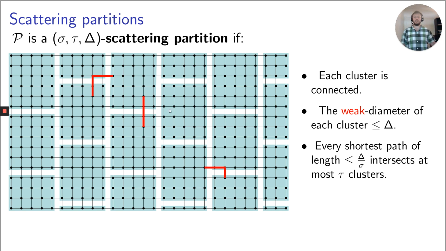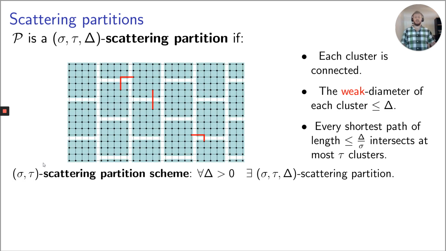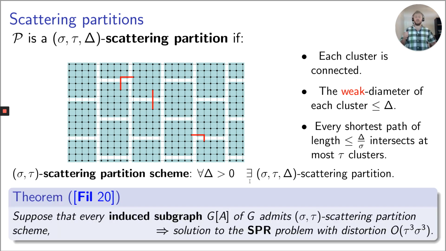So this is scattering partitions, and we say that a graph admits a sigma, tau scattering partition scheme if for every diameter parameter delta you can construct a sigma, tau, delta scattering partition. And the main result of this paper is that if every induced subgraph of G admits a sigma, tau scattering partition scheme, then you can construct a solution to the standard Steiner point removal problem with distortion polynomial in tau and sigma. Even though this is the main theorem of the paper, it has some complications and we don't really have the time to discuss it. Instead, we will go and discuss the partitions.